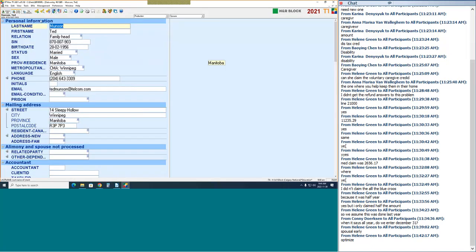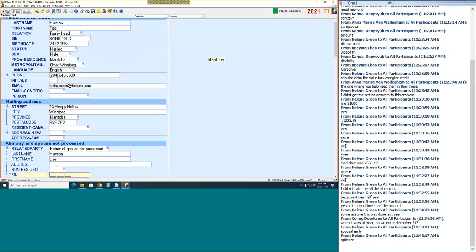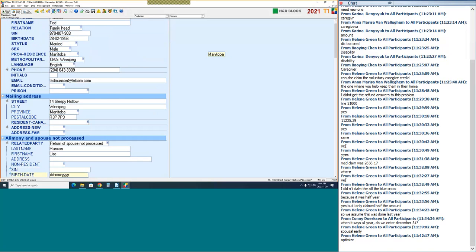So now I have to create a file for Lisa. When you create a file for Lisa, be careful to delete the related party spouse not processed. If I had a second person in here, if I said return of spouse not processed, Munson Lisa, and I had her SIN number in and all of that stuff, I'm telling the computer that he is married to two people named Lisa. Maybe they're sisters who are sharing the same name. It is going to confuse the computer into thinking that he has two spouses, and it's not going to know which spouse you're supposed to use.